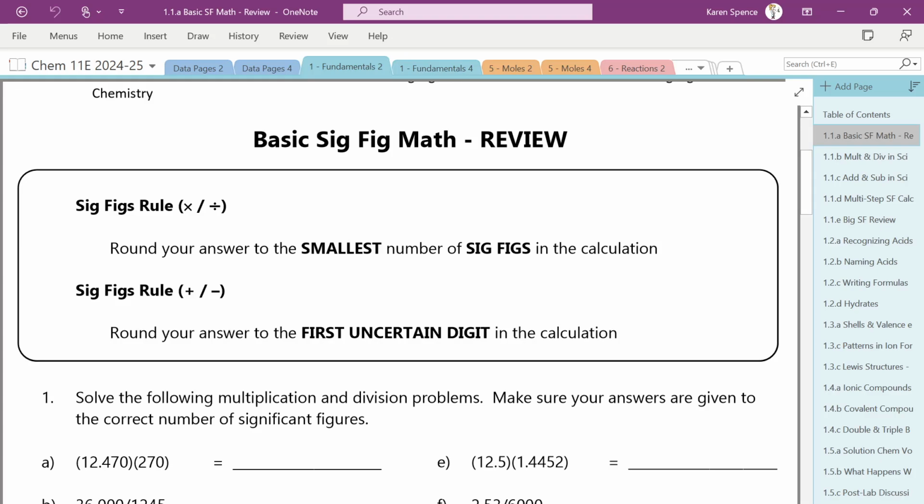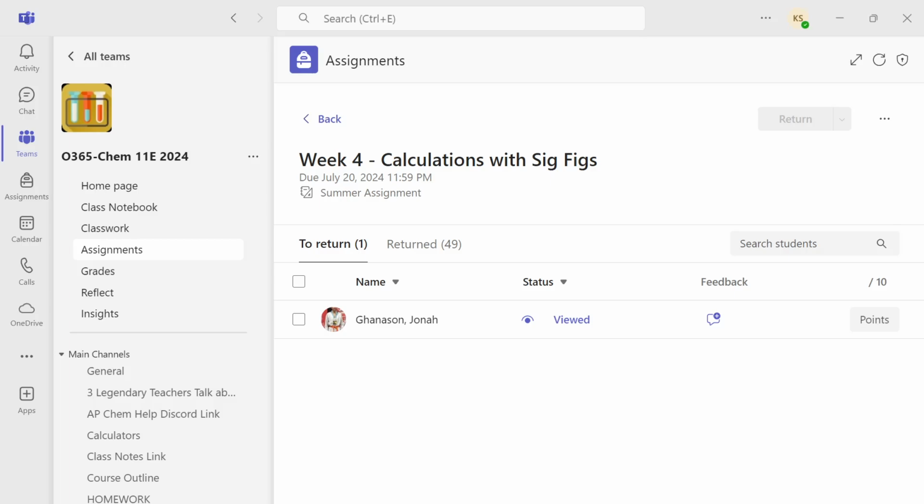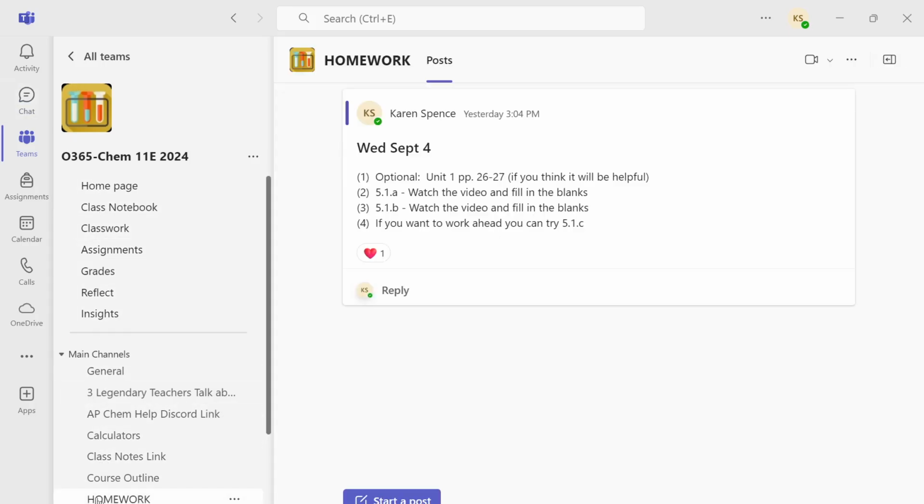Okay, so hopefully everybody found the homework on Teams okay? Yes? No? Yes. I got one yes. How about the rest of you? Okay, I'm going to have you raise your hand. If you found the homework on Teams okay, raise your hand. Okay, and if you did not find it, then we just need to go to homework, and there it is. Okay? So over in our channels, we've got our main channels, and then there's the homework.